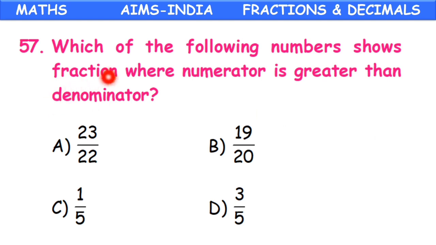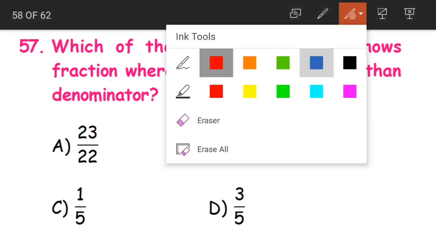Next, question number 57. Which of the following shows a fraction where the numerator is greater than the denominator? What do we want here?